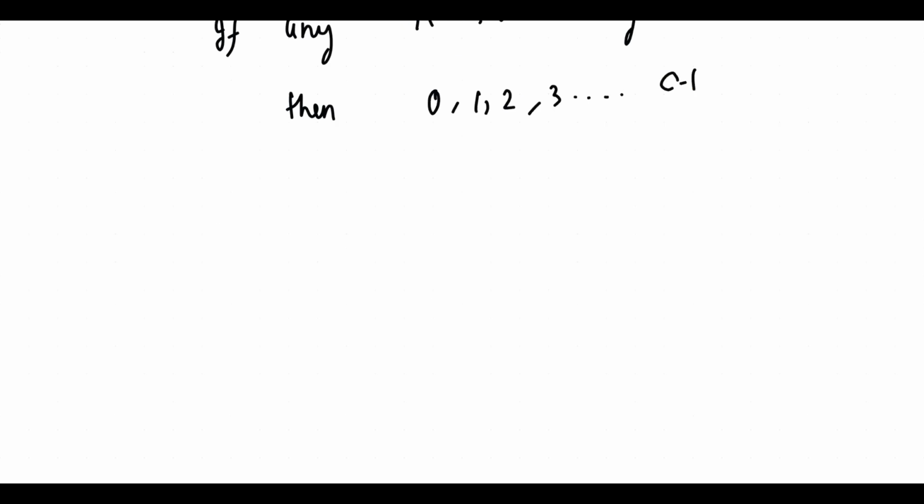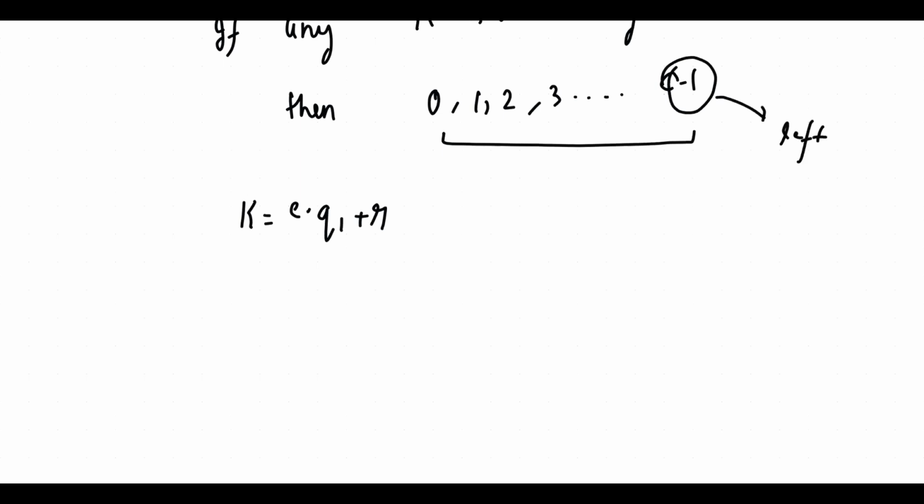So let k be any number. By Euclid division, we can write it as c into q1 plus r. I'm just proving the previous theorem. There are only remainders till c minus 1; it was left out. Any number k can be written as c into q1 plus r1. r1 can range from 0.